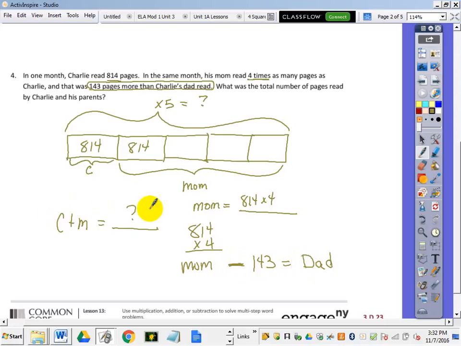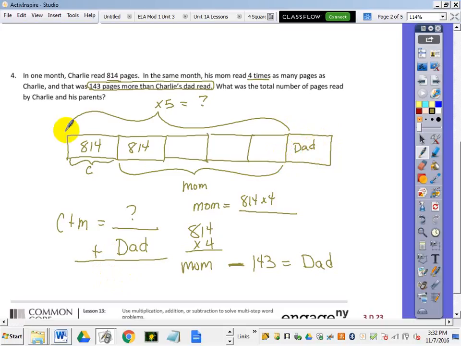So we get Charlie and mom. We got that total right there. Once we find dad, we can add that to it, plus dad, if you still got that number over here. So Charlie and mom plus the dad equals the total read by all these people. So we're going to put dad out here. Whatever dad is, I don't know what dad is. I'm just going to call it dad.